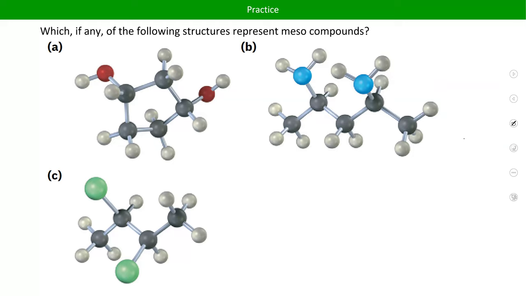All right, how about B? Kind of looks like a mirror plane, but if we redraw it the way it's currently drawn, it's not explicitly shown, but we can assume that those are chlorines because they're green. But for the sake of answering this question, that doesn't really matter, right? So it doesn't have a mirror plane drawn this way.